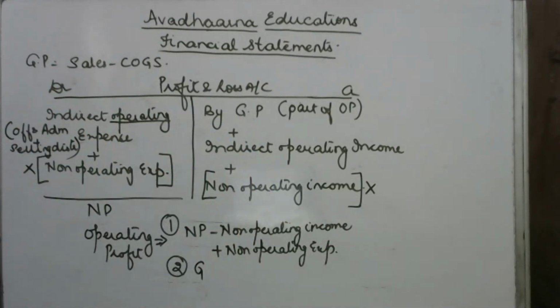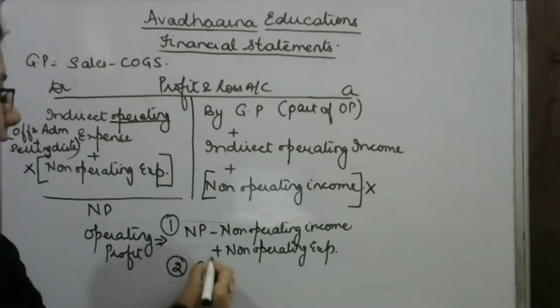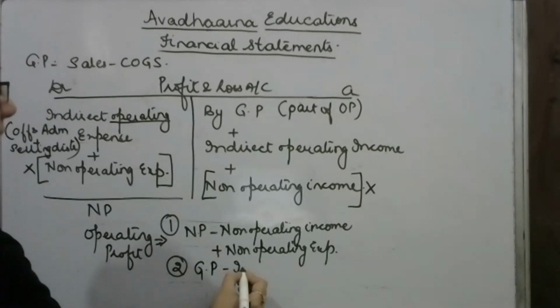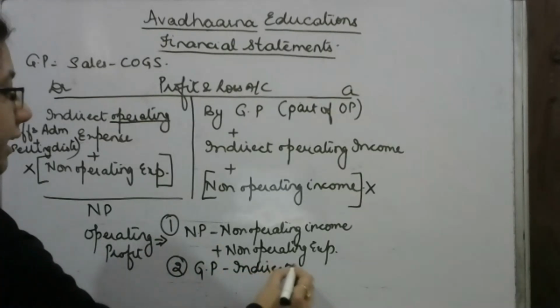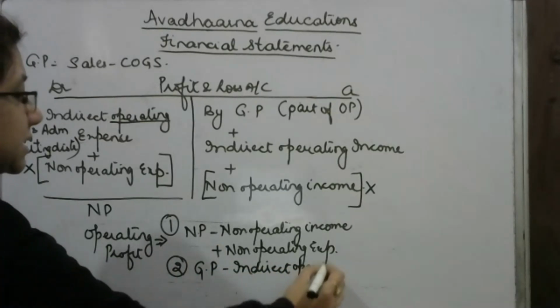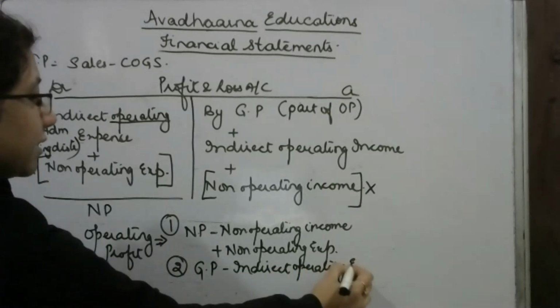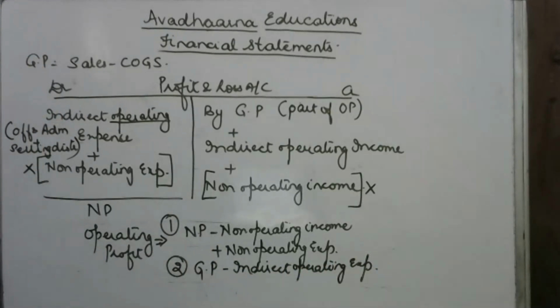सी इनडायरेक्ट ऑपरेटिंग इनकम एज सच कोई होती नहीं है सिवाय डिस्काउंट रिसीव्ड के. फाइन. सो मेरा फॉर्मूला जो बन जाता है वो बनता है ग्रॉस प्रॉफिट माइनस इनडायरेक्ट ऑपरेटिंग एक्सपेंस, तो मेरे पास ऑपरेटिंग प्रॉफिट आ जाएगा. फाइन.